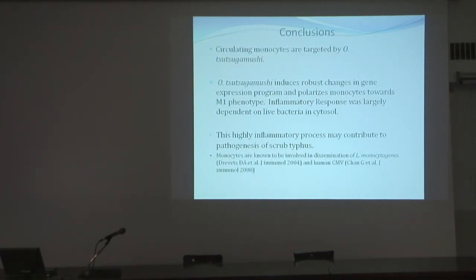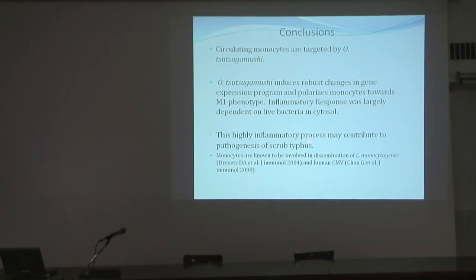In conclusion, firstly, circulating monocytes are targeted by Orientia tsutsugamushi. Orientia tsutsugamushi induces robust changes in the gene expression program and polarizes monocytes toward the M1 phenotype. This response was largely dependent on live bacteria in the cytosol, and this phenomenon is also observed in Rickettsia akari infection. So you can see that the response for Orientia and Rickettsia is quite similar.